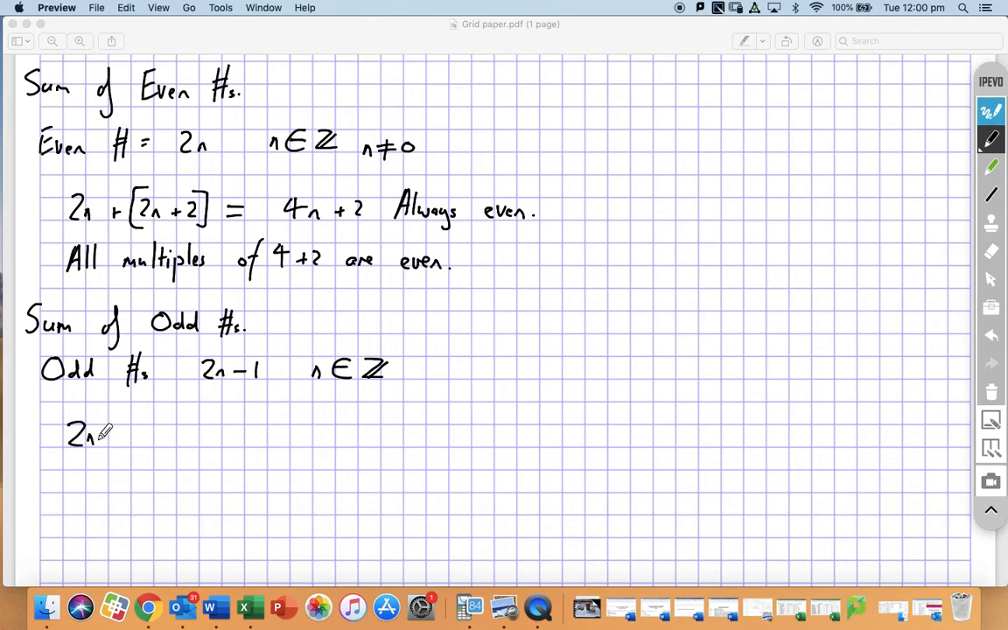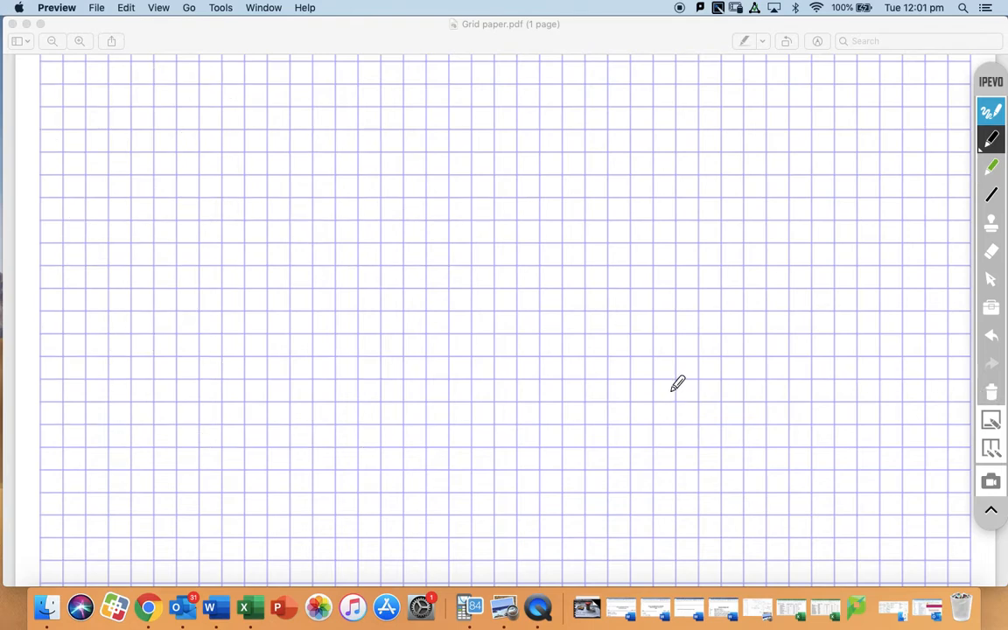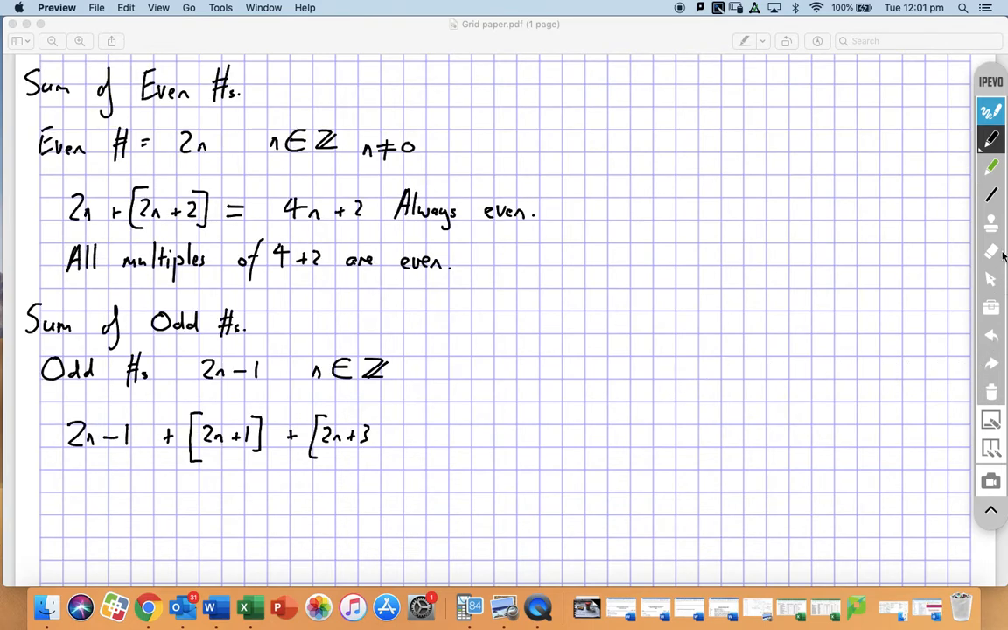Let's sum. We now need to sum my first odd number with another one. Well, what would be the next one? The next odd number up would be 2n plus 1. I mean, I could have done 2n plus 3, it wouldn't really matter. Oh, I didn't mean to do that, sorry. I just meant to erase this. I didn't mean to erase that.